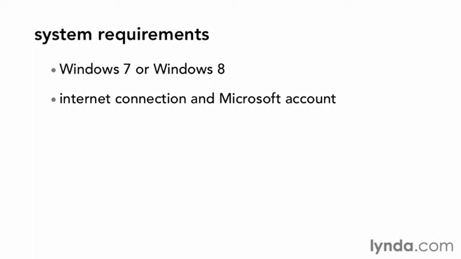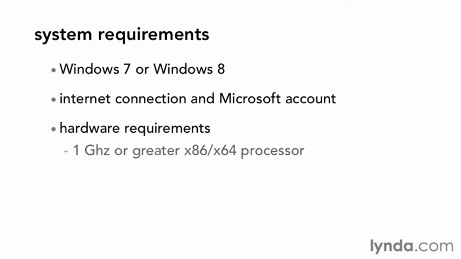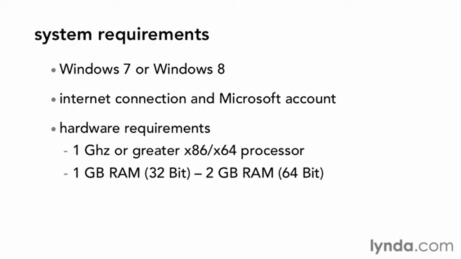Your computer is going to need some pretty good power as well. You'll need a 1 gigahertz or greater x86 or x64 processor in your computer. It should have 1 gigabyte of RAM if it's a 32-bit machine, or 2 gigabytes of RAM at least on a 64-bit machine. And your hard disk will need 3.5 gigabytes of free disk space.